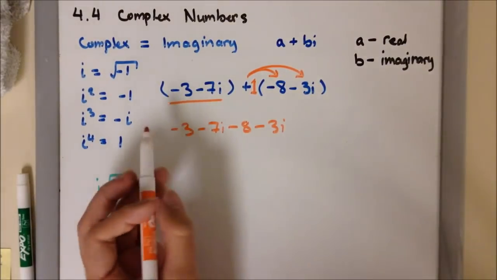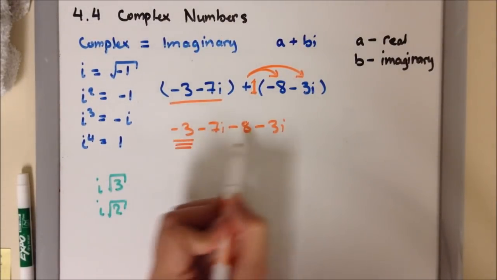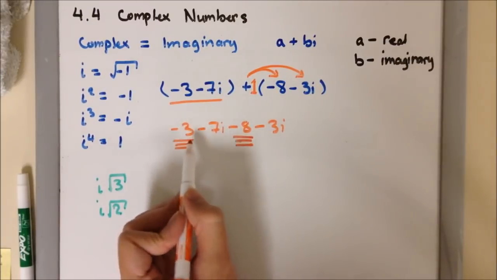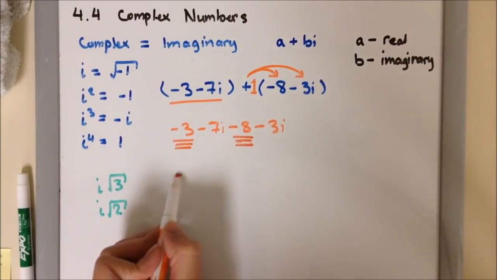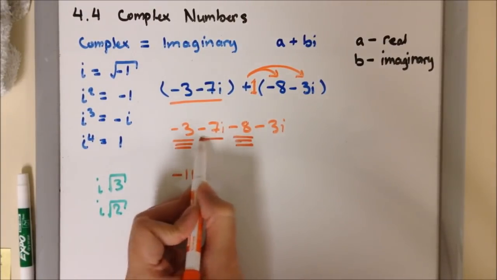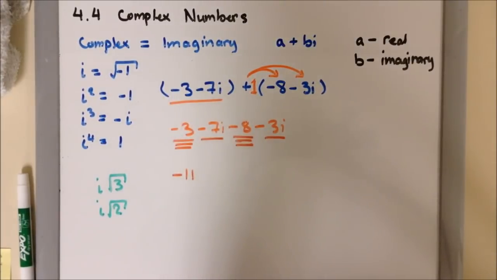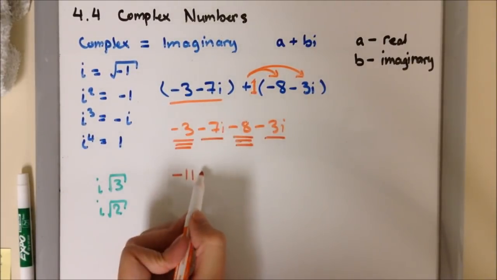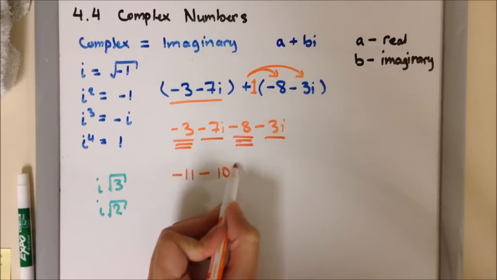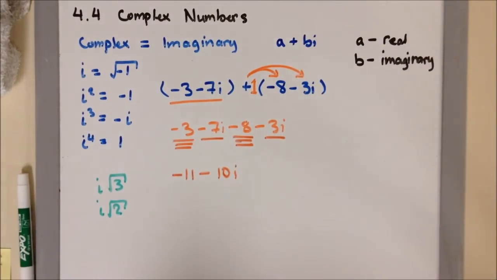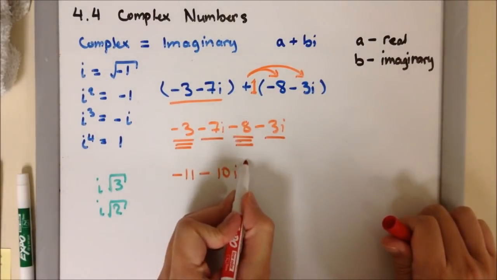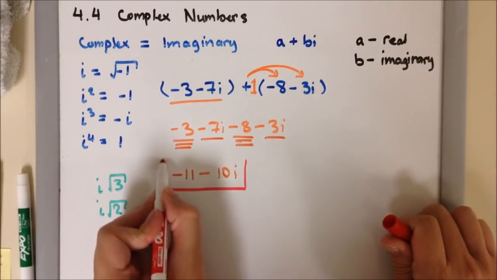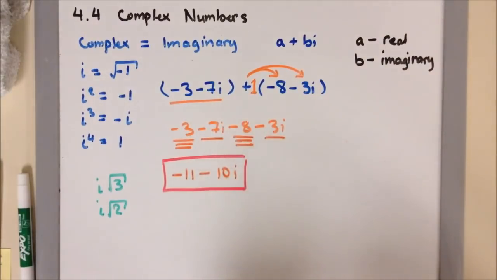Alright, so I'm going to combine my real numbers first. So negative 3 minus 8, that would be negative 11. And then my imaginary numbers next, so negative 7i minus 3i would be minus 10i. So, I finished combining like terms. This would be my final answer, negative 11 minus 10i. So that's all you have to do for adding complex numbers.